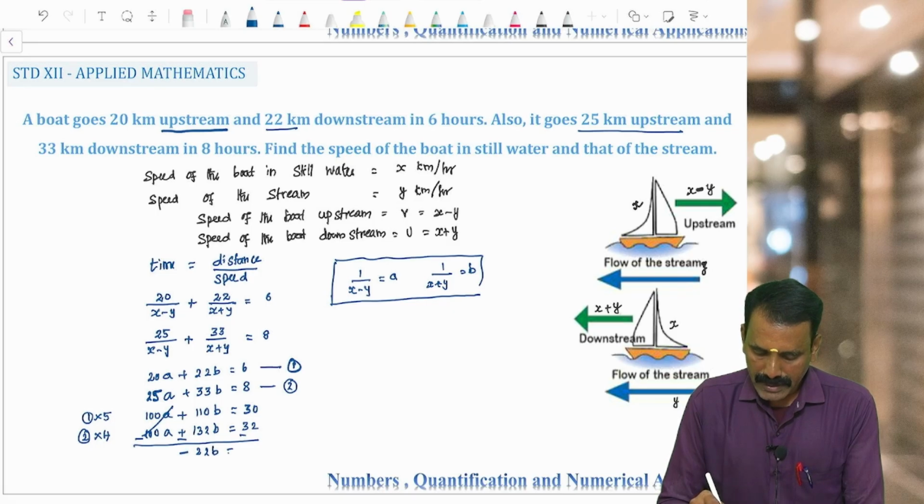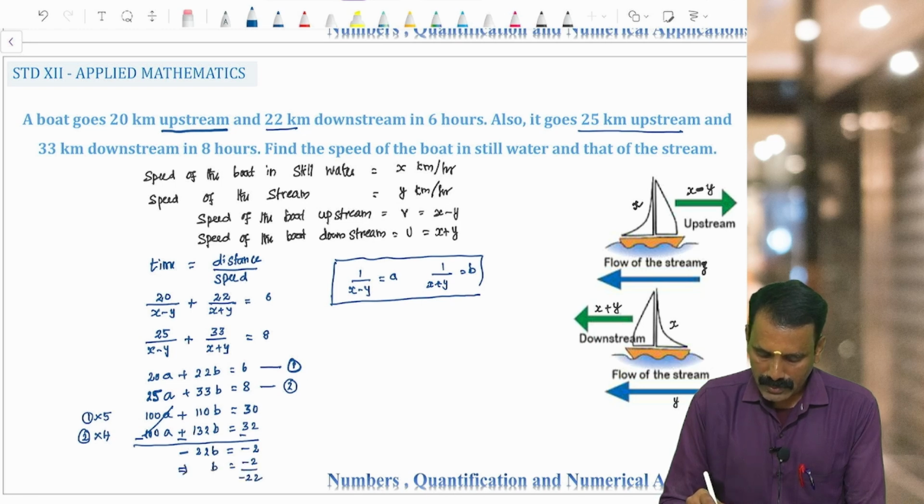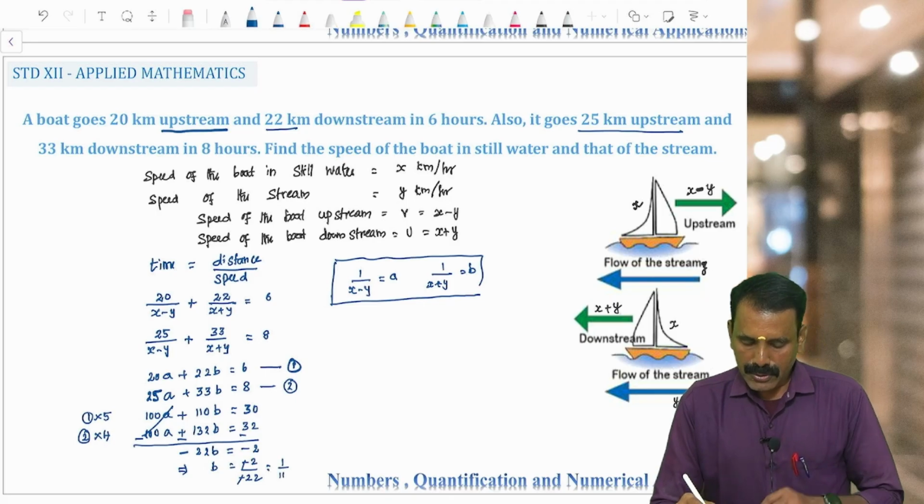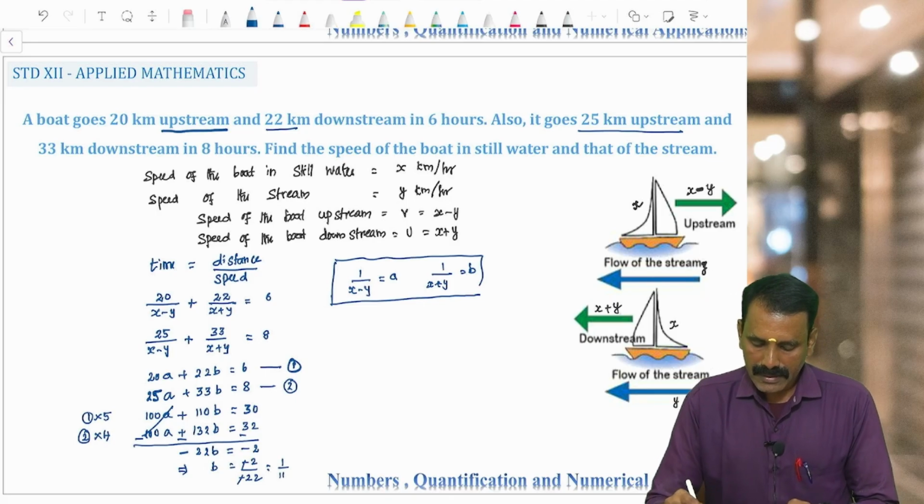So minus 22b is equal to minus 2, which implies b is equal to minus 2 divided by minus 22. That is nothing but 1 by 11. Substitute b value is equal to 1 by 11 in the first equation.